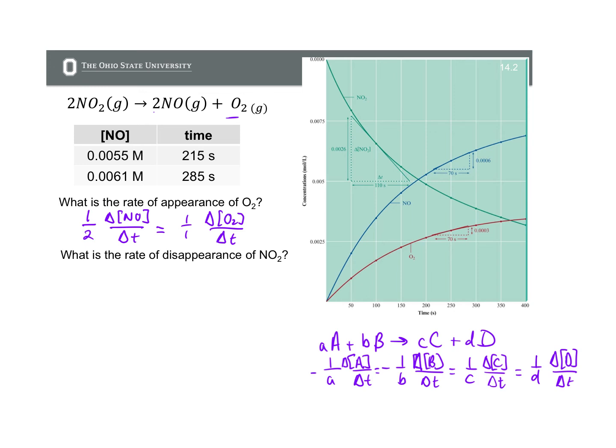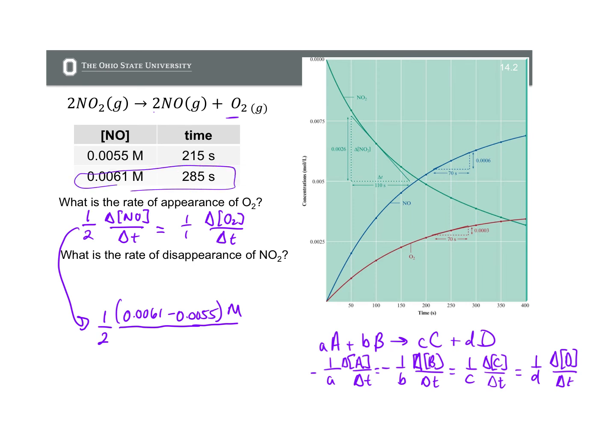So now we can take, I'm going to move this down here a little bit. Next line. We can take our given information. So again, 1/2 times the concentration at time 2, 0.0061 minus 0.0055. This is going to be moles per liter. And then the time, make sure you keep these in order, right? If you use the second one as time 2, you've got to use the second in the denominator. Does that make sense?